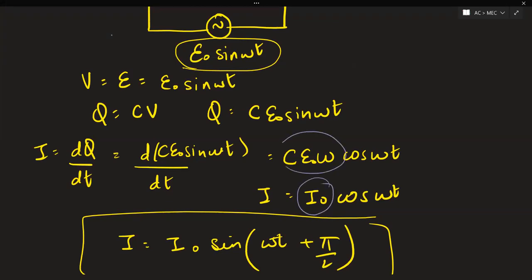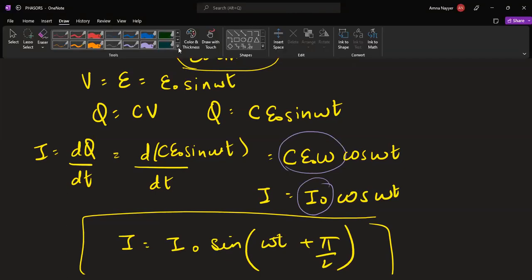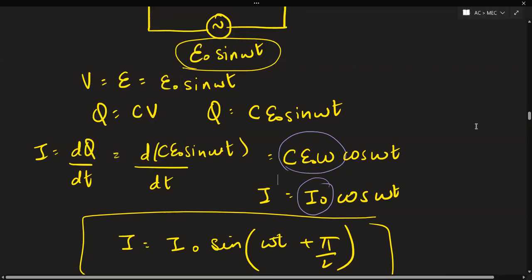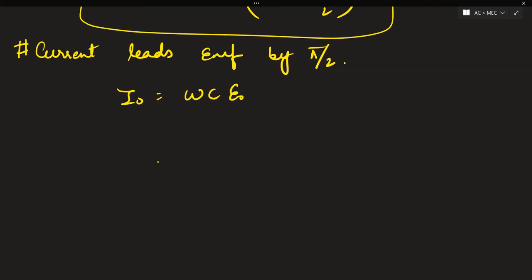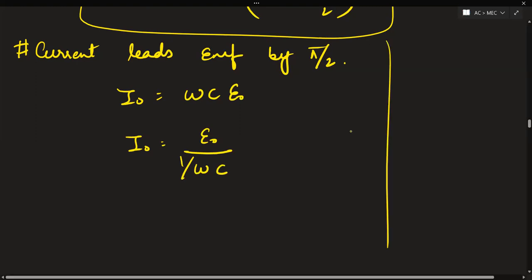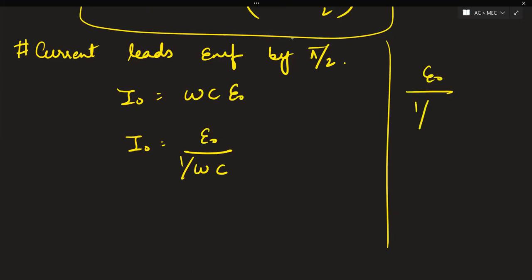I naught is this. This will also be I naught from this equation. Now, if you write the value, I naught will be equal to omega C E naught, where E naught means the EMF. If I transpose this to the denominator, this can be written as E naught divided by 1 over omega C. If it's E naught divided by 1 by omega C, then this omega C will go up here and your answer will be omega C E naught.